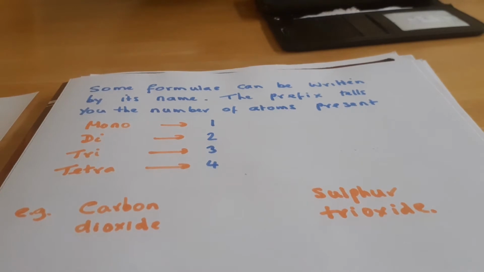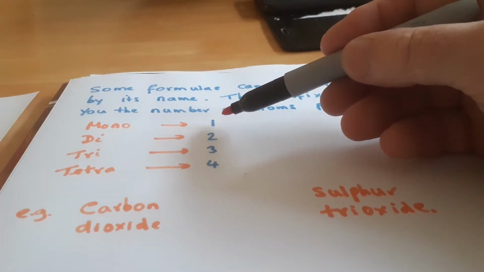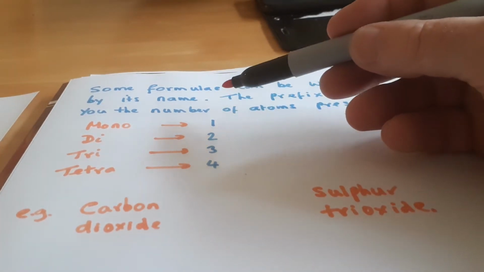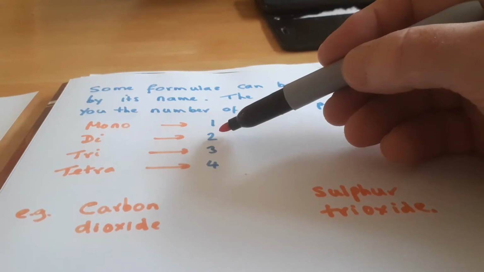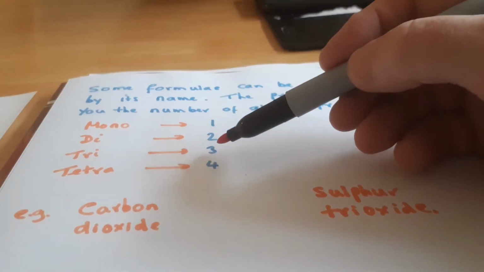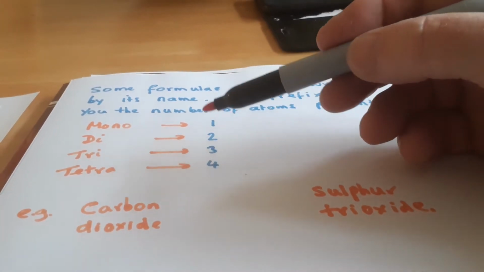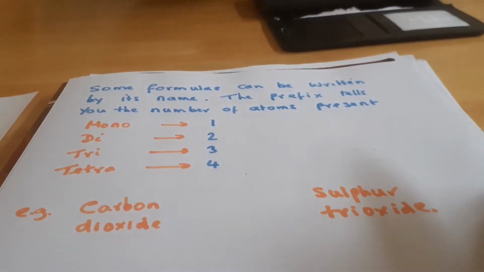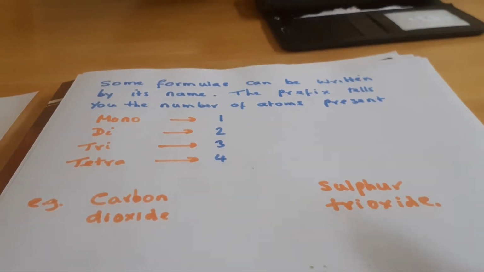Okay. In writing the formulas for some substances, if we look at the prefix, this is the little bit which goes in front of the element. It will often tell us the number of atoms. So, for instance, if we've got mono, that means there's 1 atom. If it's di, that means there's 2 atoms. If it's tri, it means there's 3. And if it's tetra, it means 4. So I'm sure you all know this.